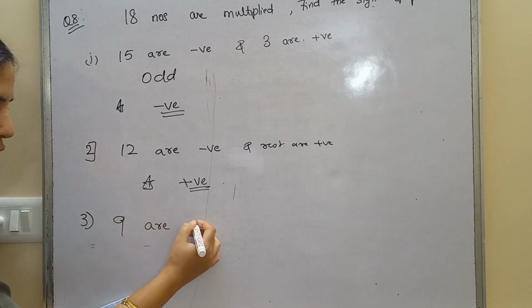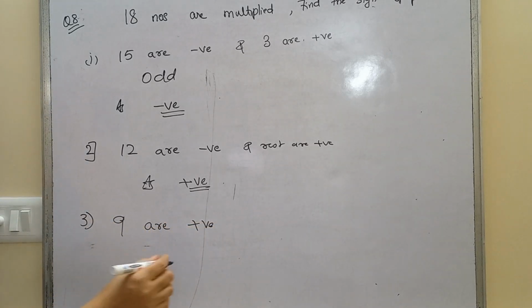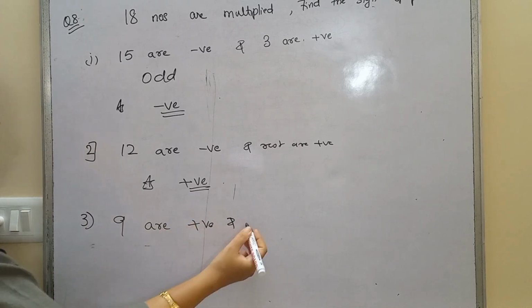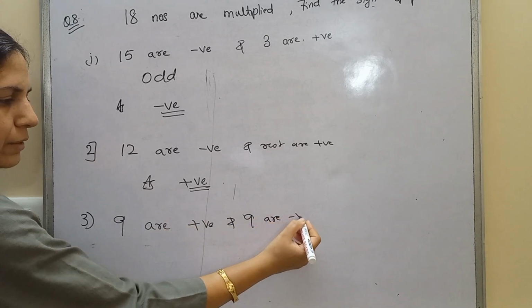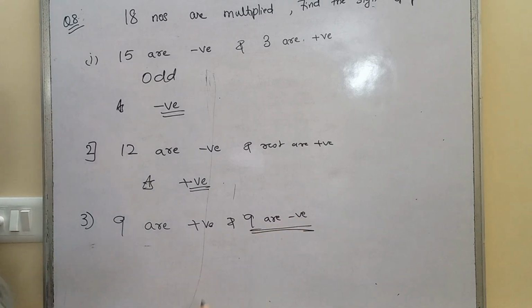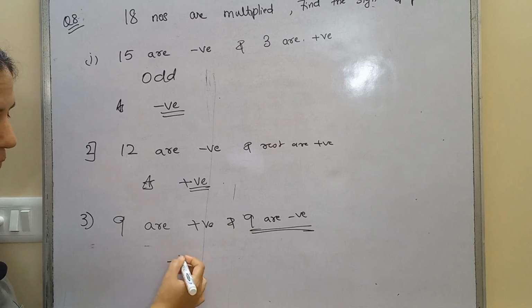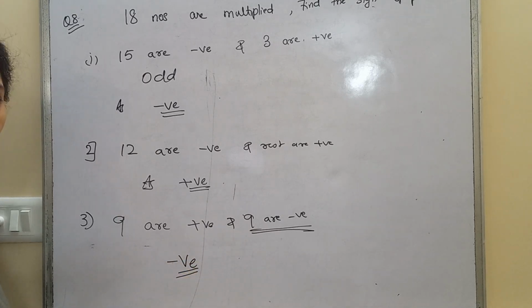9 are positive and the rest are negative. Now rest means how much? 18 minus 9? 9. 9 are negative. Is 9 an odd or an even number, students? 9 is an odd number. So the product here would be in negative form.